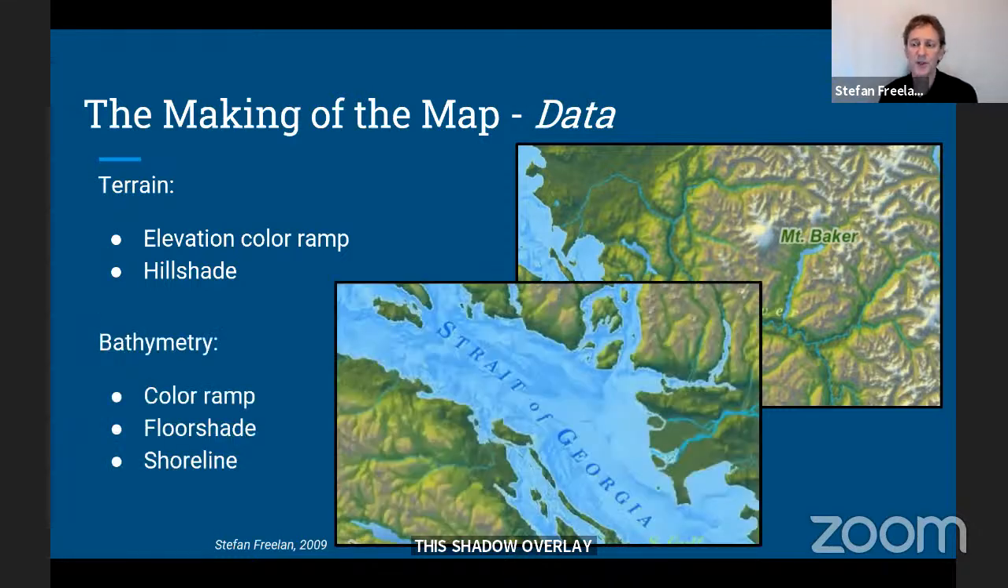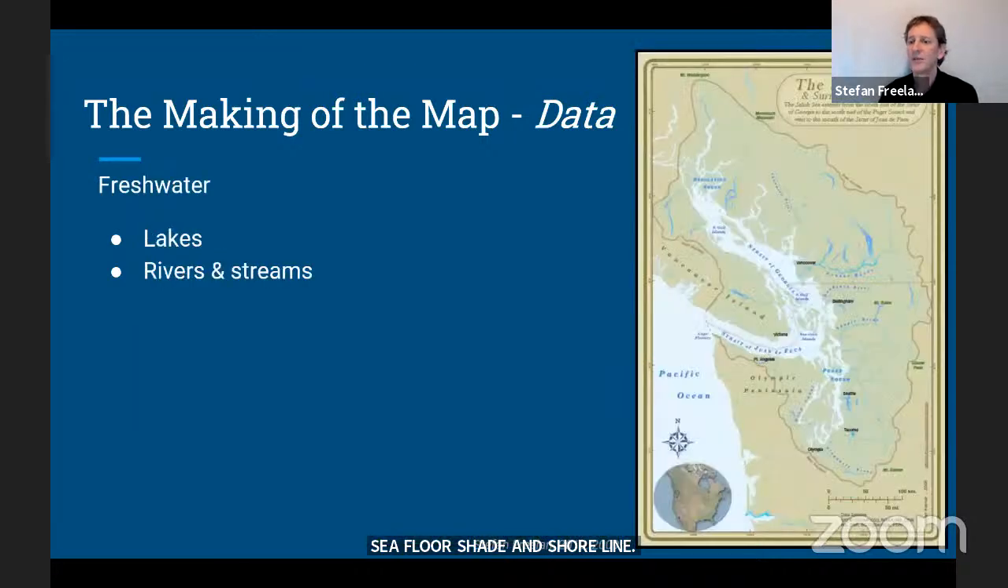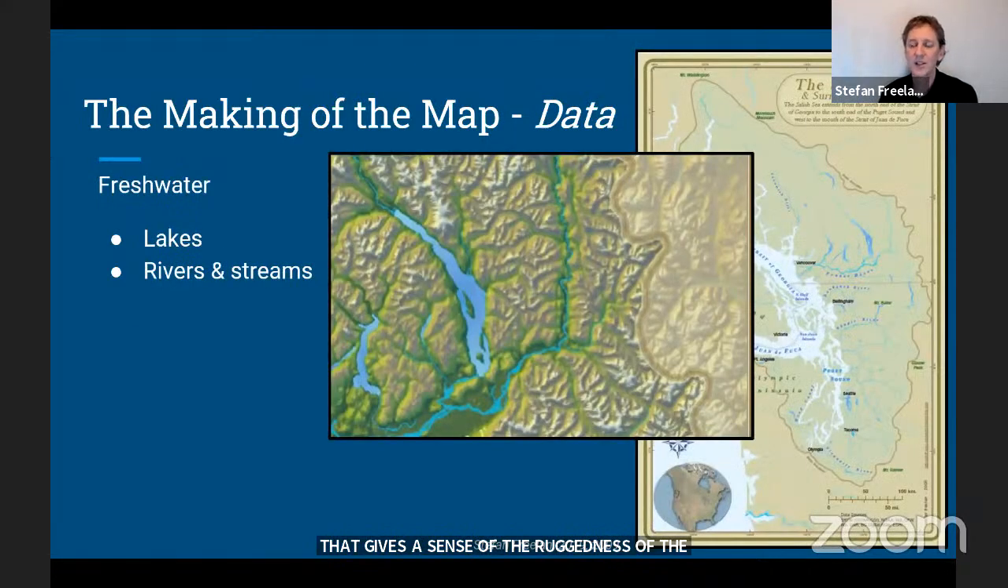And then a similar thing for the bathymetry. Again, the bathymetry is the terrain if you drained the water out of this Salish Sea, and then a similar shadowing effect, a floor shade, the sea floor shade, like a hill shade, and the shoreline. So that gives that sense of the ruggedness of that terrain and the depth of the water. From a freshwater standpoint, the lakes and the streams are bright colors because they're not that big on the terrain, and I wanted them to pop out a little bit. And there's a little bit of what's called a sun glint or a highlight on the lakes to give them a little bit of texture so they're not just flat.